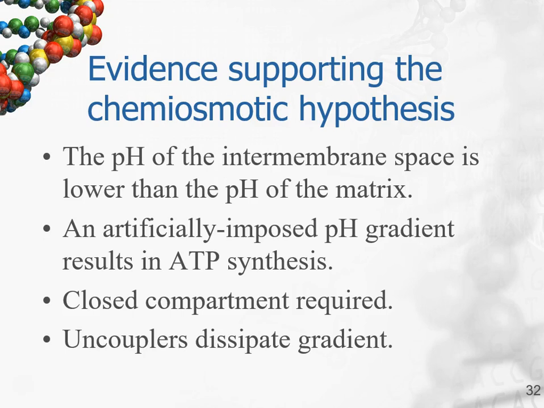So how do we know that this chemiosmotic hypothesis is correct? Well, we have some evidence. One is that you can measure the pH of the intermembrane space, and you can find that it's lower because it has all those protons. I don't exactly know how you would do this, but you can impose a pH gradient, and if you do that, you can get ATP synthase, but you'd have to artificially impose this experimentally in some way.